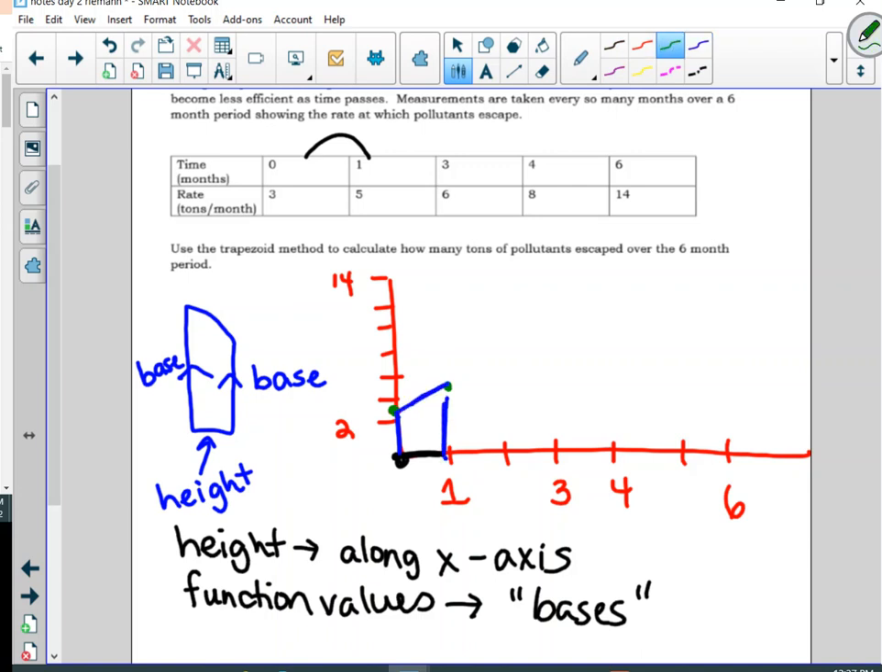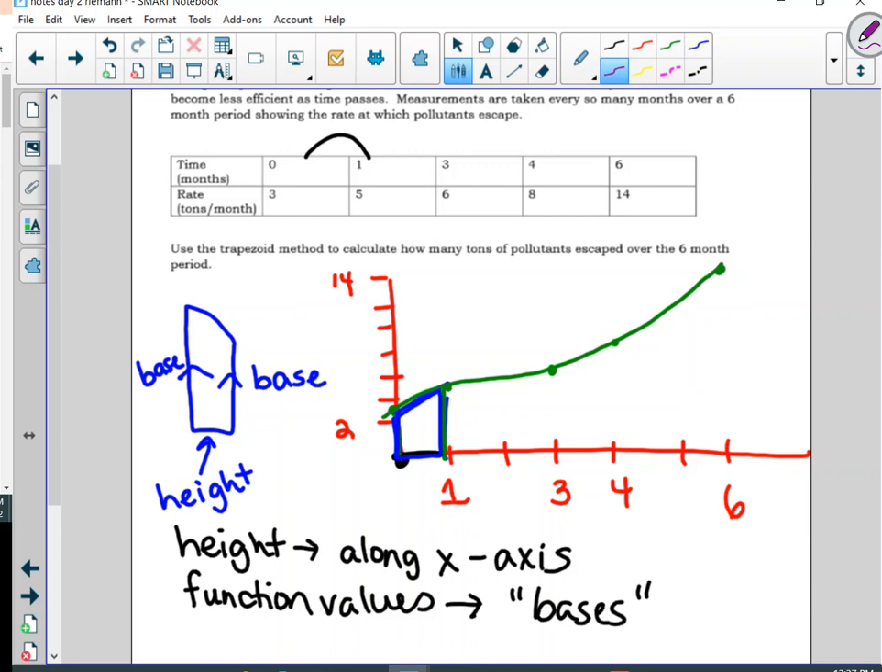And if I do my data, I do a couple more points here. Over at 3, it's 6. At 4, it's 8. At 6, it's up to 14. So let's say it's something like that. You can see right away how a trapezoid just fits so much more nicely under something that's curvy than a rectangle does.